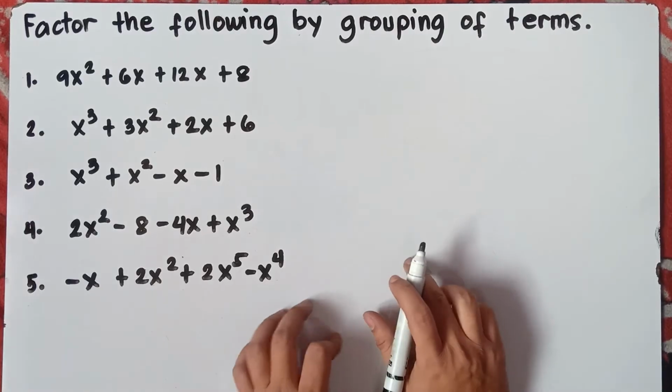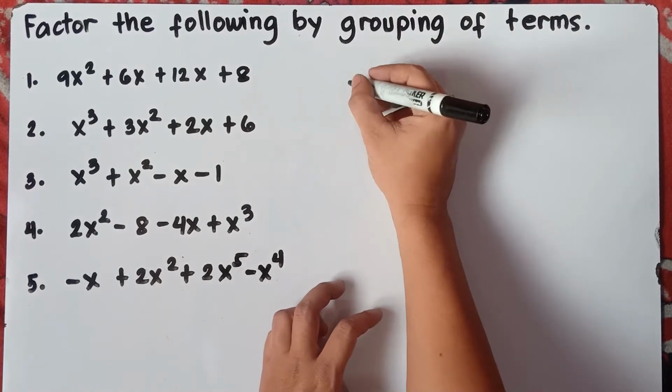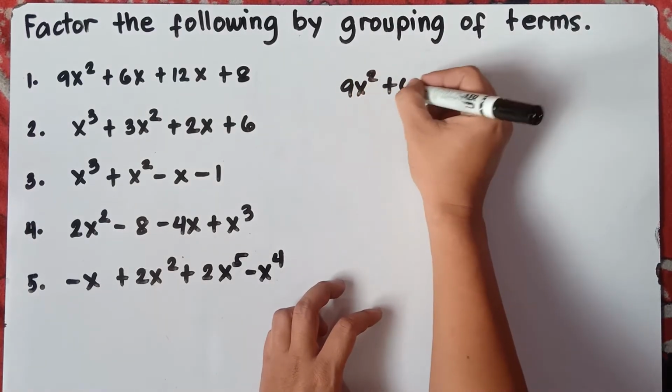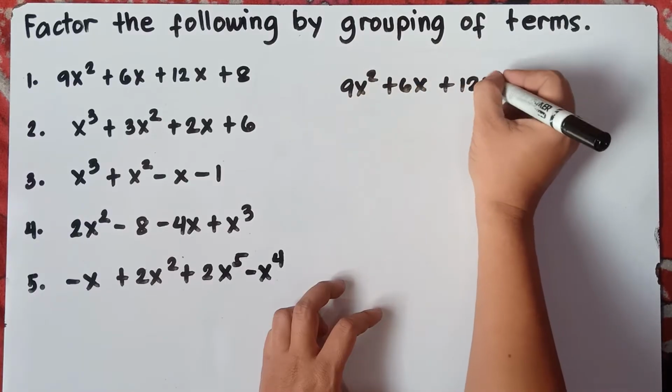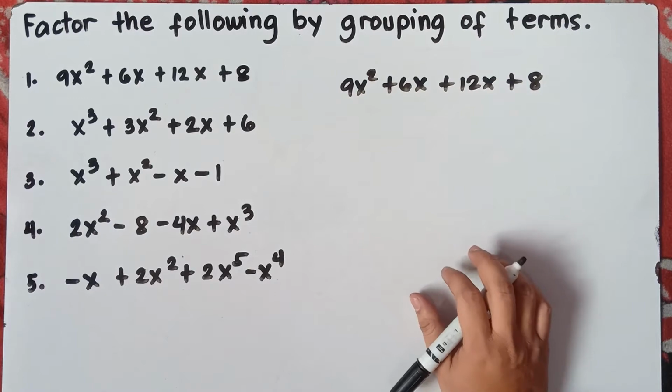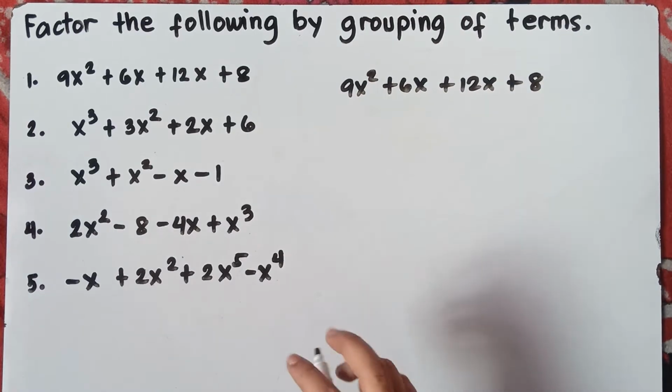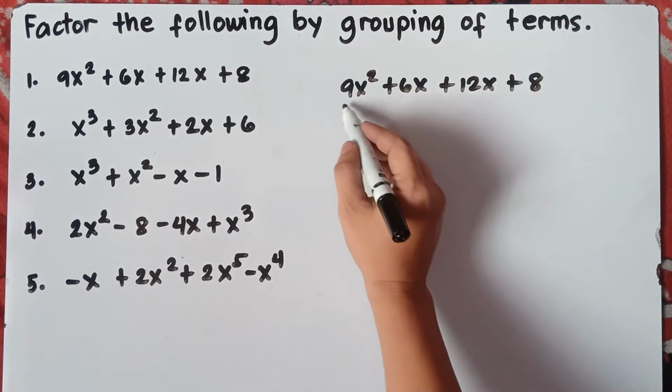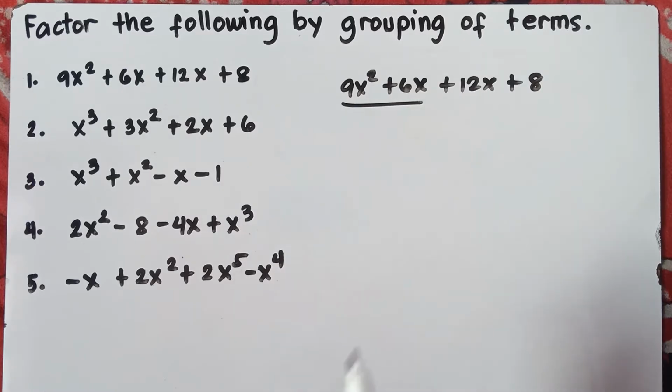Alright, so let's start with number 1. 9x squared plus 6x plus 12x plus 8. The thing that you will do, class, to factor this out by grouping, is you need to factor the first term and second term, and then the third term and the fourth term.